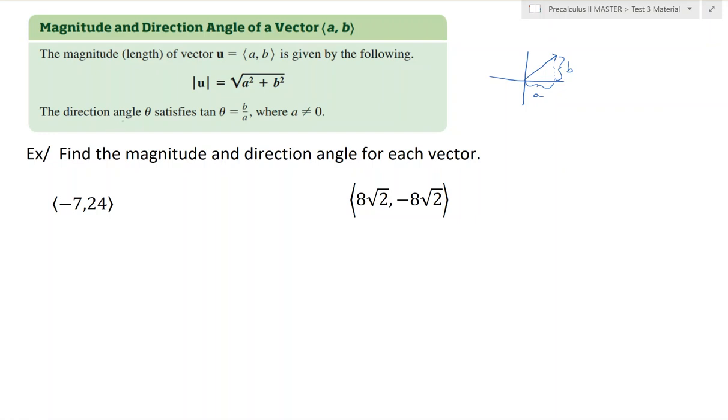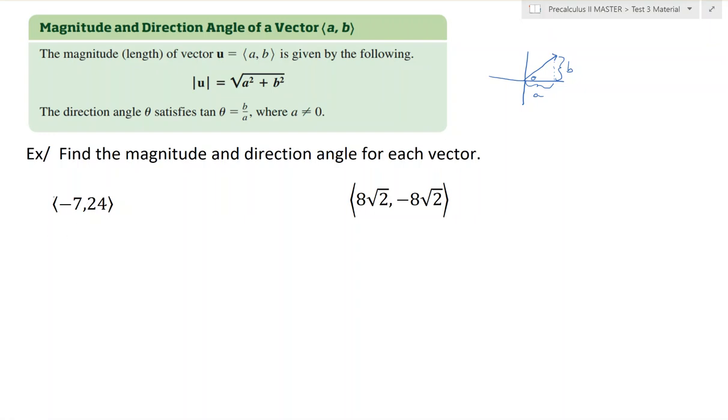The direction angle satisfies tangent of theta equals b over a. So if this is your theta here, then tangent is opposite over adjacent. So nothing new, we're just applying our right triangle trig to vectors now. So let's try this out on these two problems. We're going to find the magnitude and direction for these vectors.